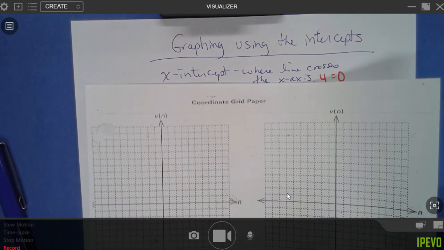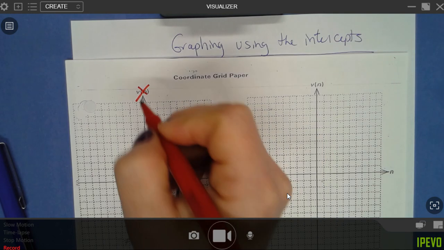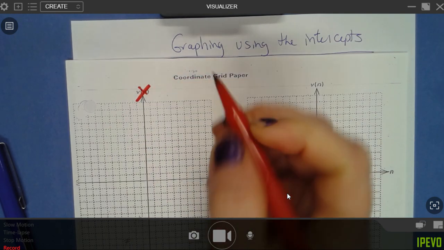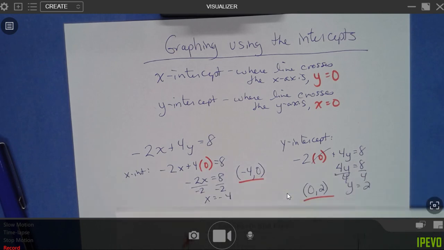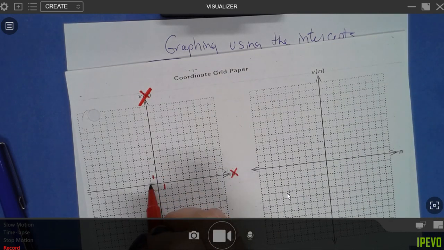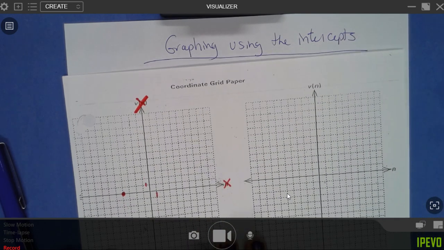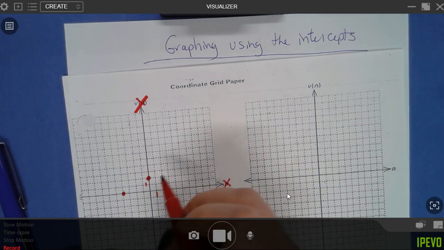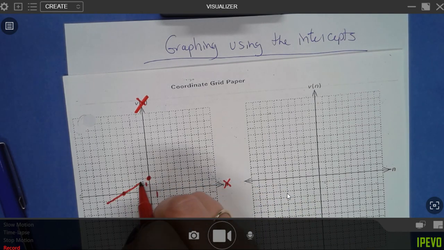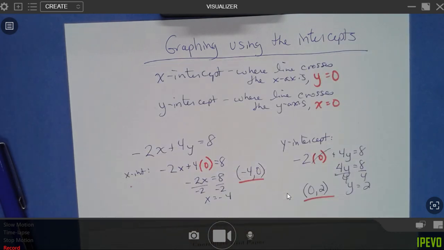So I go back to my graph. Here's my x-axis, my y-axis, and I'm scaling with a scale of 1. Negative 4, 0, and then 0, 2. I have 2 points. Now I can draw my line and connect the points. And we have graphed the line using the intercepts.